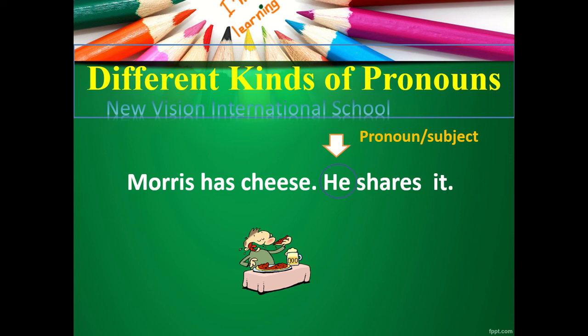How about the other pronoun? Very good. We have it as our pronoun. It replaced the noun cheese. Is it clear? So we have he to replace Maurice and it to replace the noun cheese. Now let us have the second one.